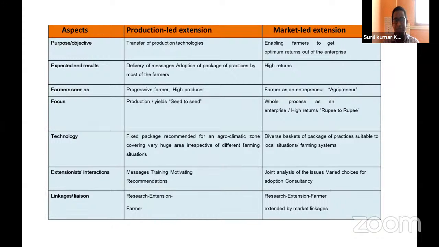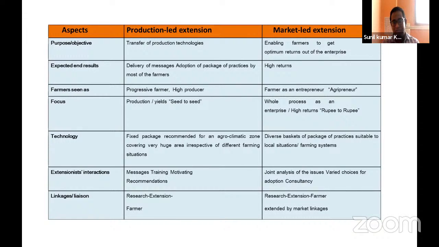And seed to seed means they are focusing on whatever prices are there, you have to go with that. But in market-led extension, they work with their market intelligence. They are counting every sort of involvement of their money and what type of return they can get.